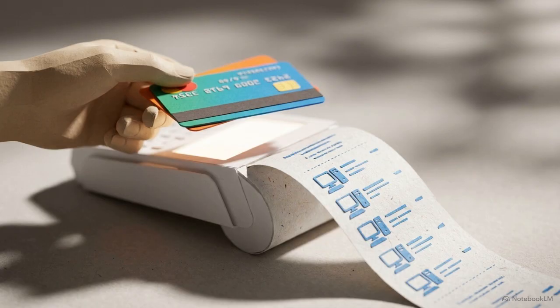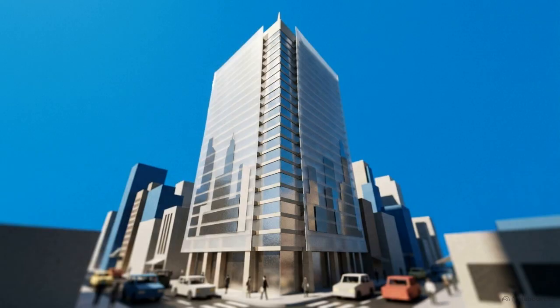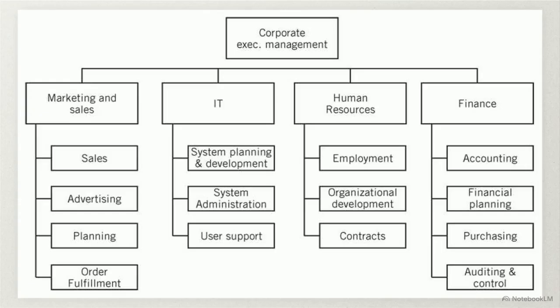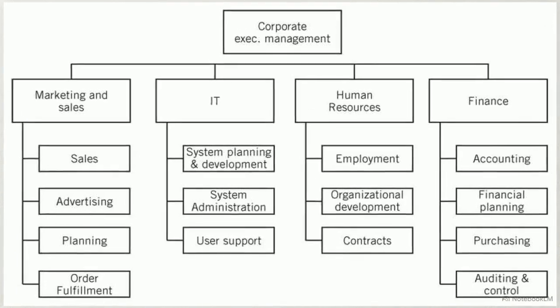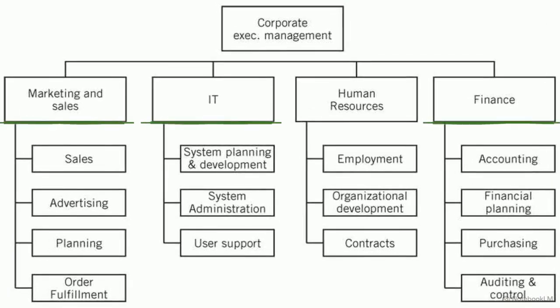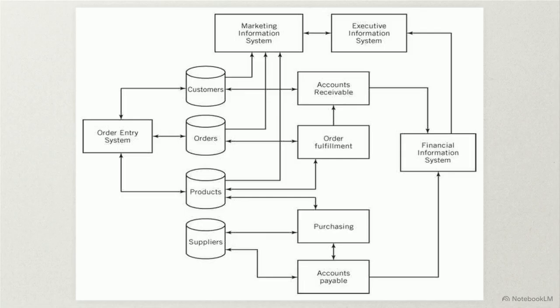These concepts don't just work for small shops, they apply to the biggest companies in the world. Look at this business organization chart. It's a decomposed system where a massive corporation is broken down into subsystems like marketing, IT, and finance, and the technology must mirror that structure. This chart shows how different databases for customers and products are linked together to serve those specific departments.